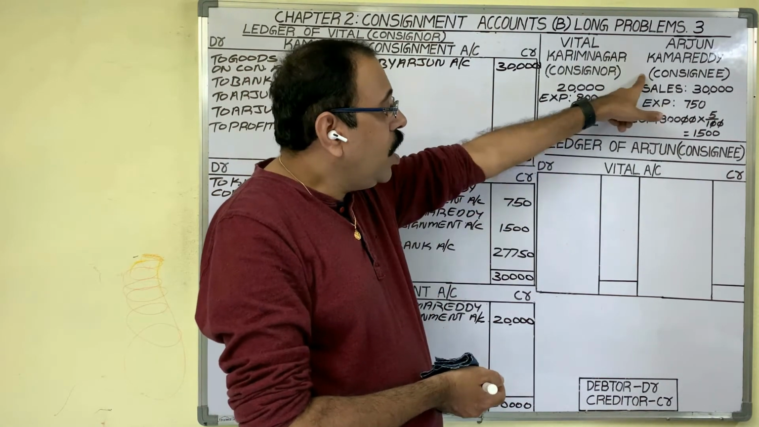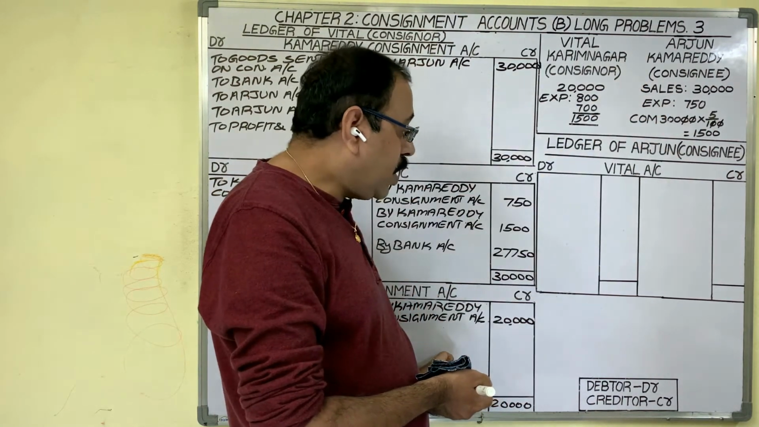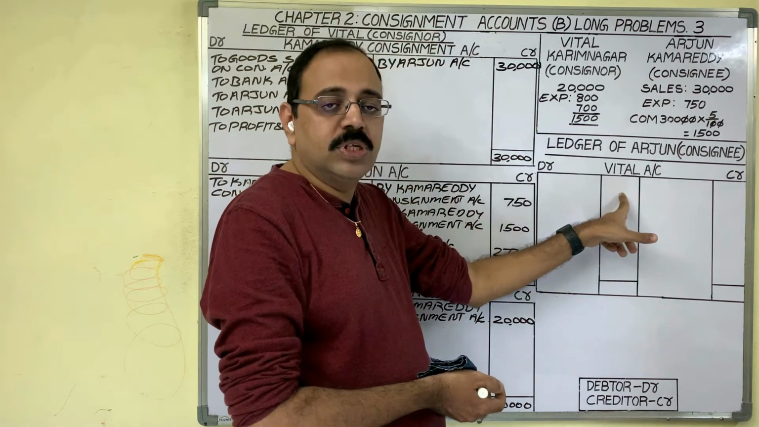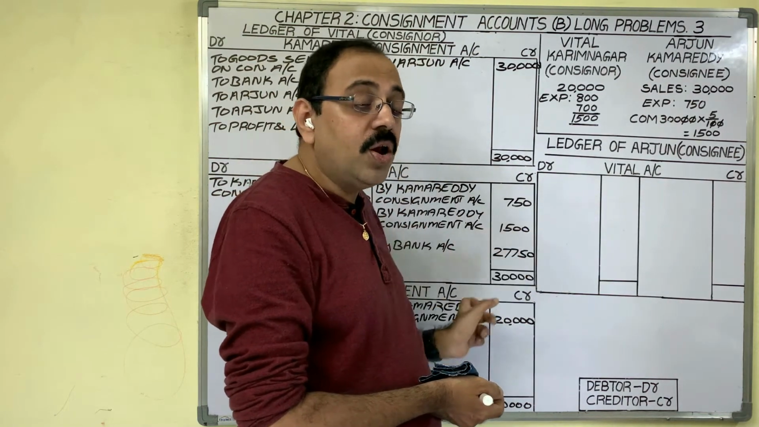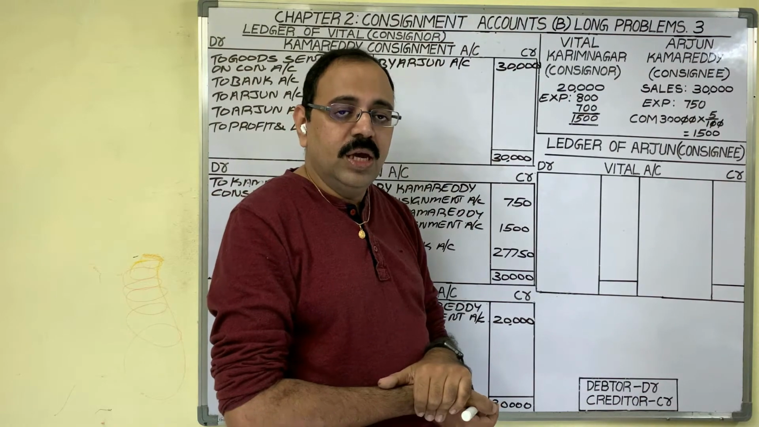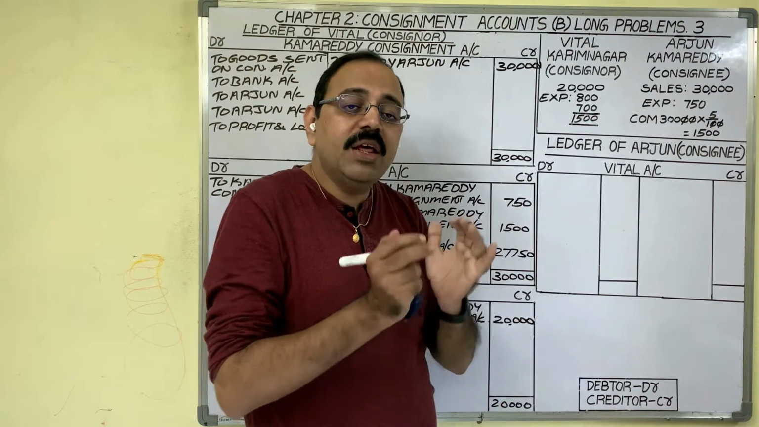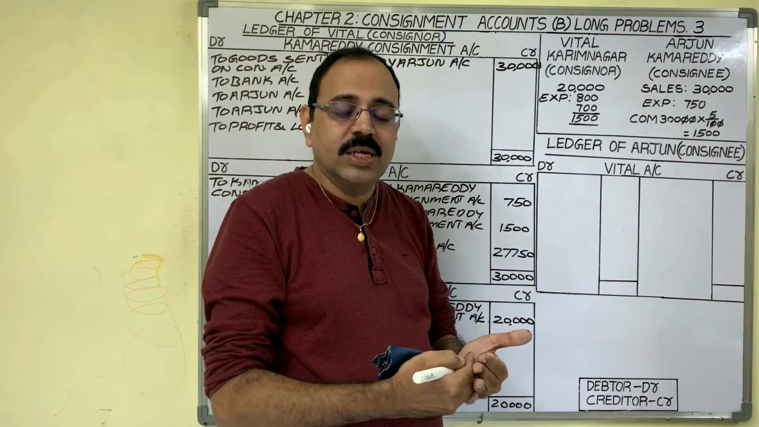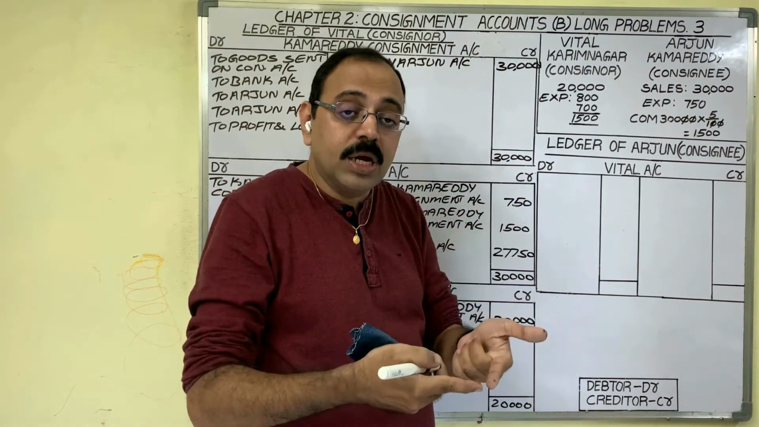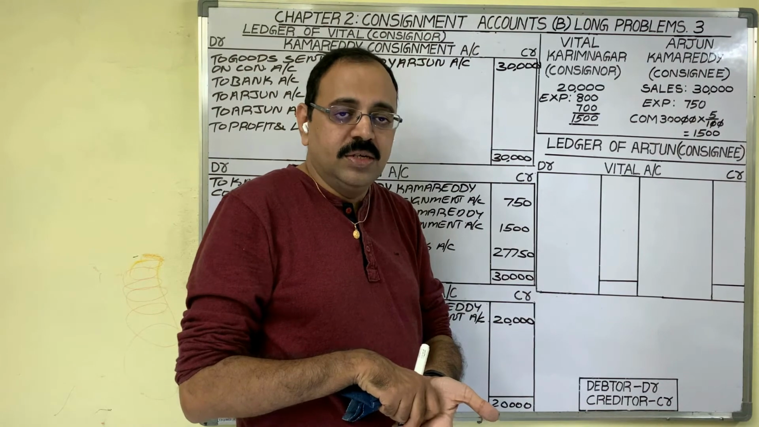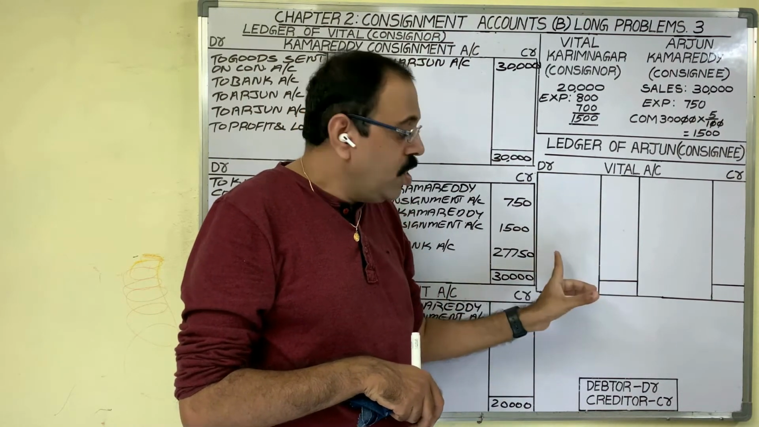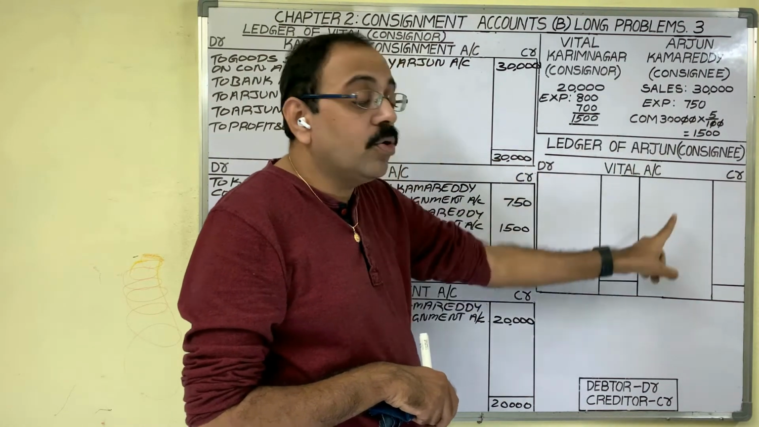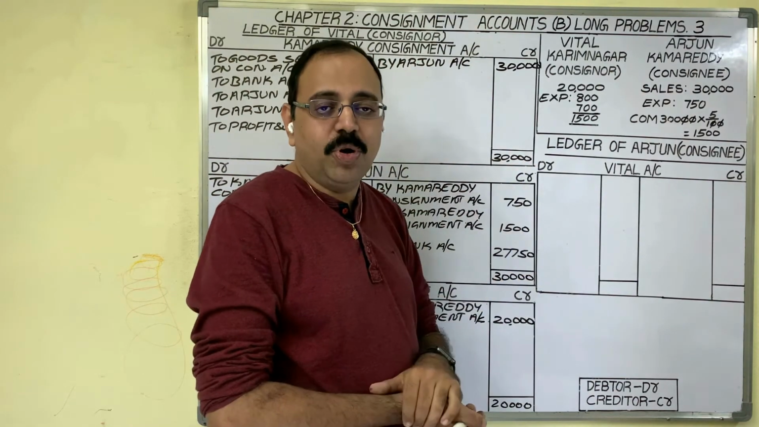Similarly, he need not prepare goods sent on consignment account in his books, because these are not his own goods. He is acting only as a mediator for these goods. When goods come on consignment basis, the consignee records those particulars in the stock register, not here. Therefore, only the consignor account we have to prepare in consignee's books.